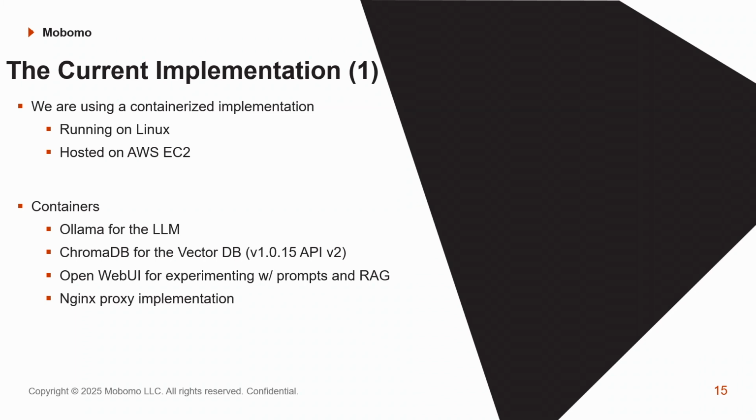Okay, so our current implementation, as I said, is all containerized. We have a container for Ollama, we have a container for ChromaDB, we have an Nginx proxy, and we have Open Web UI so that we can allow our developers to experiment with prompts without having to go to scripting. Got it? Okay.